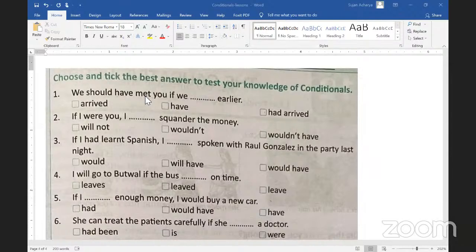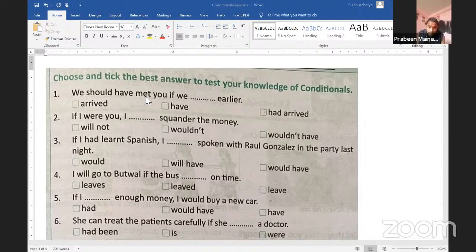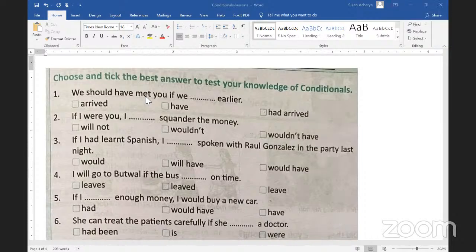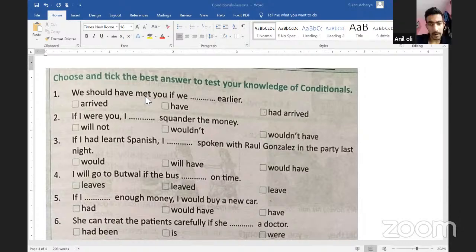I will go to Butwal if the bus leaves. I will go, simple future, means now on one side we have simple present. If the bus leaves on time. Number 5. If I had enough money, had plus P1 means simple past. If I had enough money, I could buy. Sometimes the question can be asked, had I enough money? Had I enough money, and if I had enough money, almost the same.